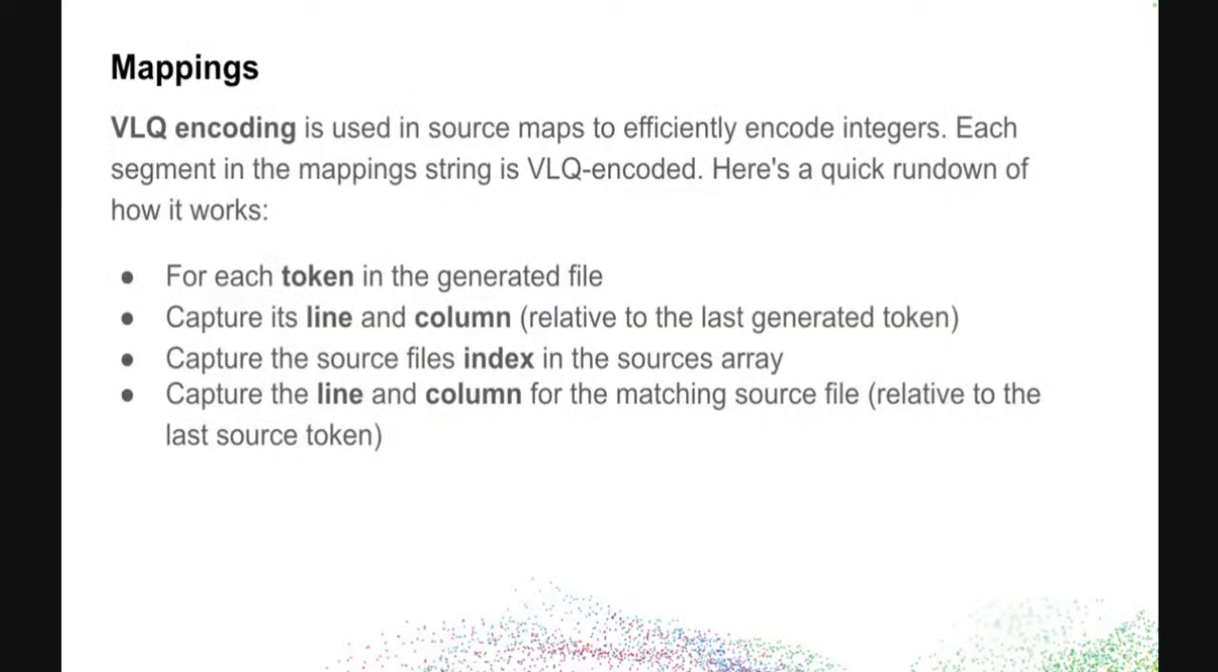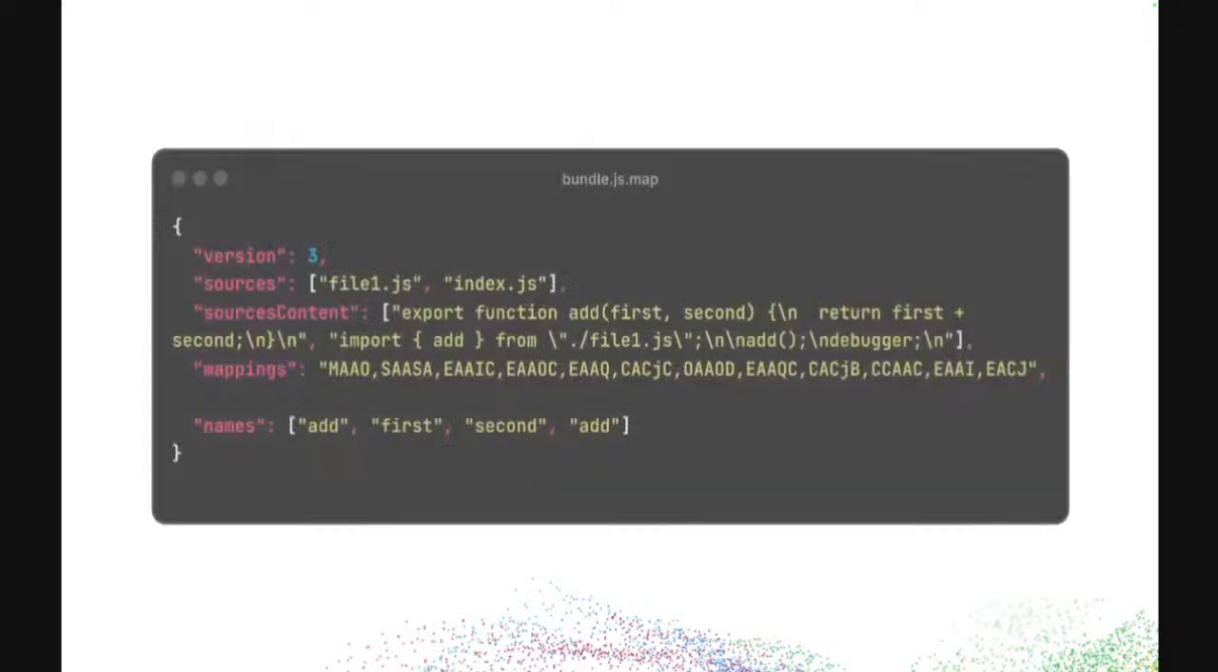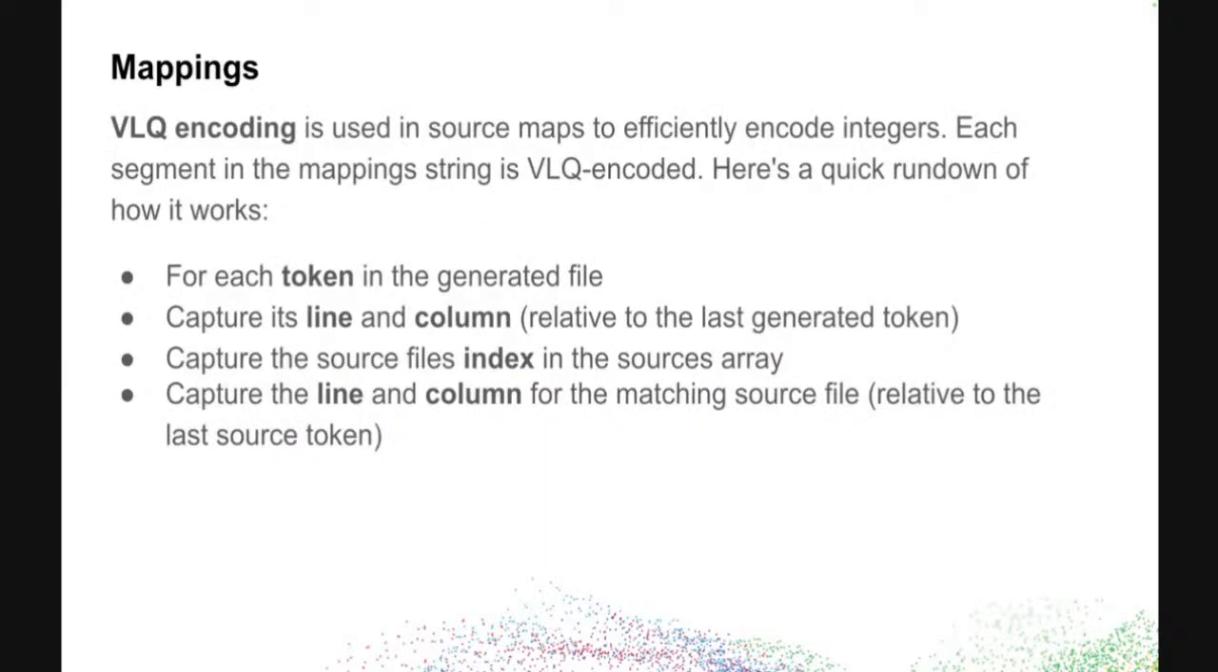Cool. So real quick on these mappings, which we're not going to go too deep into. We take the generated file and split it into tokens. Then for each token, we grab its line and column number, and map it to a line and column in the original file. And the one other thing we need is, out of that list of sources that we had back here, which file it is.